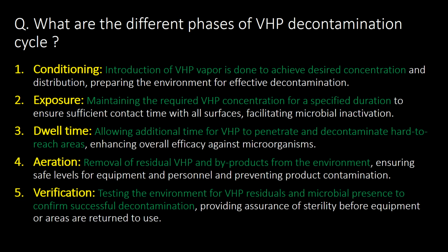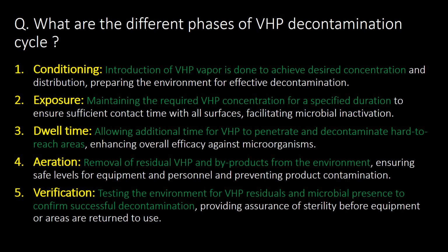This one is very important question. Question is, what are the different phases of VHP decontamination cycle? There are 5 different phases of VHP decontamination cycle. First phase is conditioning. Introduction of VHP vapors is done to achieve the desired concentration in this phase. Second phase is exposure. Here we maintain the required VHP concentration for specified duration.